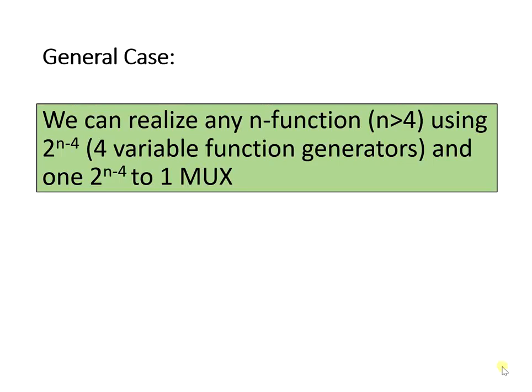In general, we can realize any n variable function, n greater than 4, using 2 to the power n minus 4 variable function generators and one 2 to the power n minus 4 to 1 mux. This is a worst case situation because many functions of n variables can be realized with fewer function generators.